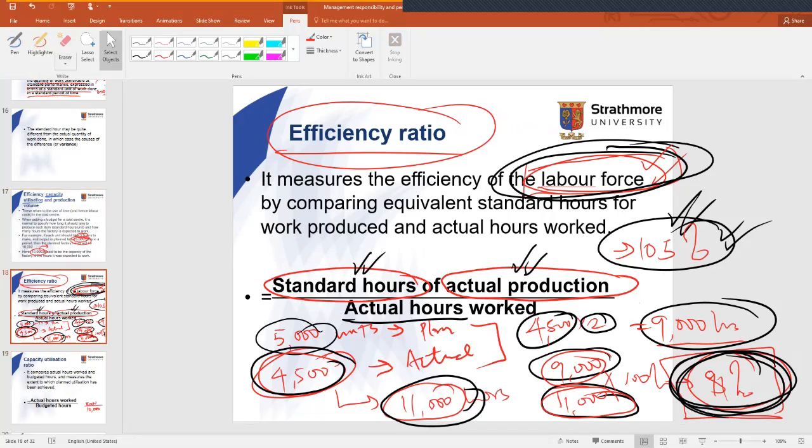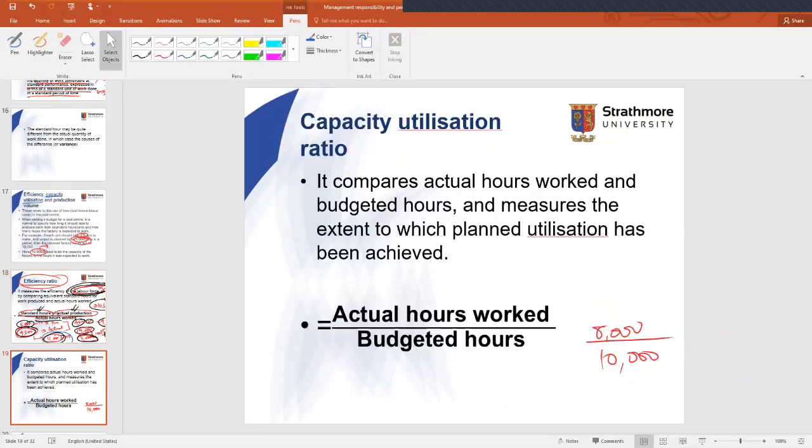The hours that were used is 11,000 hours. The capacity you had was 10,000 hours. Therefore, we rub off this 8,000. We continue with the previous example, 11,000 hours.